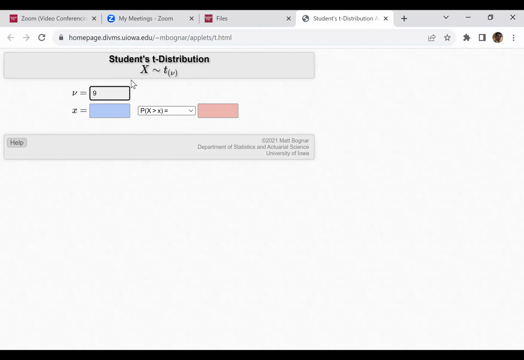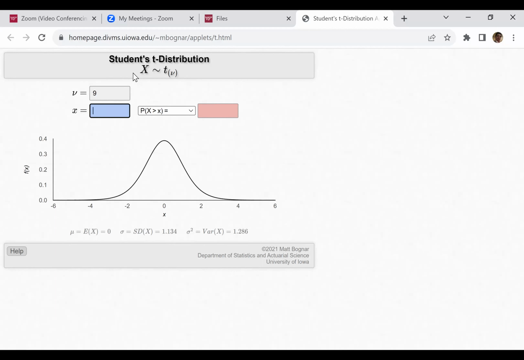This one? Yes. Okay. The degree of freedom is 9, and my T0 is negative 0.48. I think, 48 or 49? T0 is negative 0.48 or negative 0.49? It's negative 0.48. Thank you.